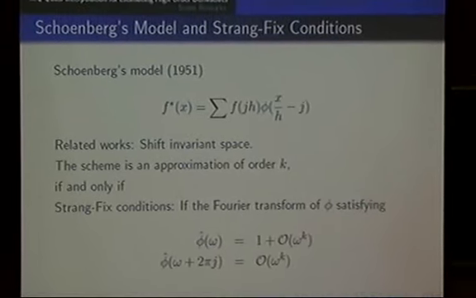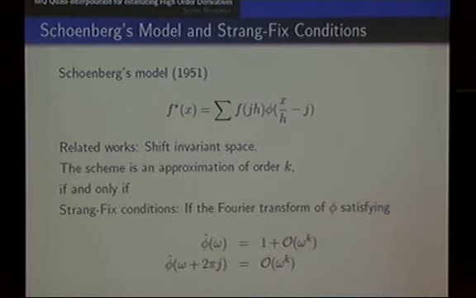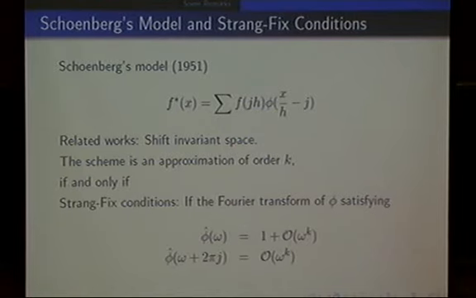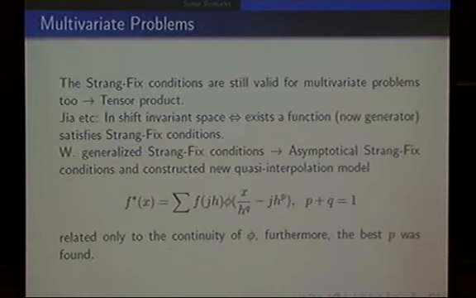Okay. And then we come back to Schoenberg's model. This quasi-interpolation reproduces polynomials, and the scheme has approximation order k if and only if the Strang-Fix condition is satisfied. That is, the Fourier transform of phi should satisfy these conditions. The Strang-Fix conditions are still valid for multivariate problems too, where we use tensor products.